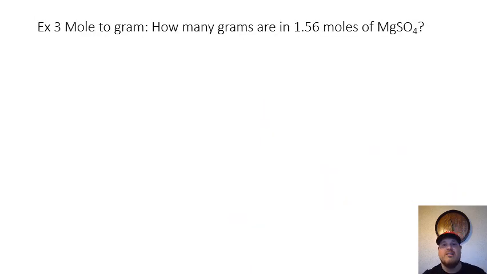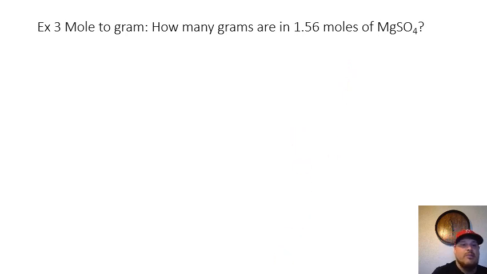Now, I'm going to give us another example, but in this example, we're going to go the other way. So instead of going from grams to moles, now we're going from moles to grams. Still the same kind of problem, just tweaked a little bit differently, okay? So once again, I'm going to ask myself, Mr. Dominguez, what information are they giving me? Well, they're giving me that I have 1.56 moles of magnesium sulfate, right? What they want to know is how many grams are found in those 1.56 moles of magnesium sulfate. Keep saying the wrong thing.